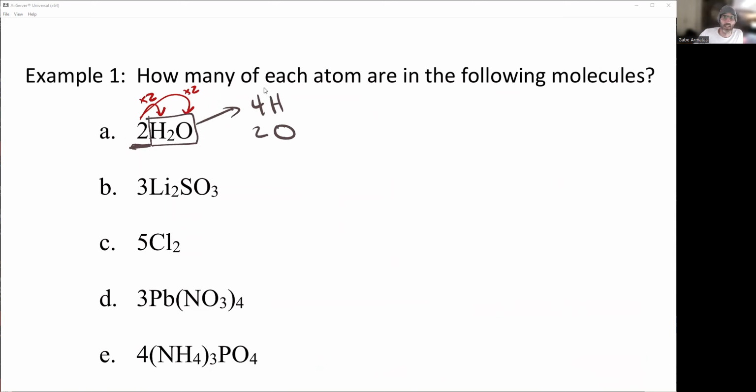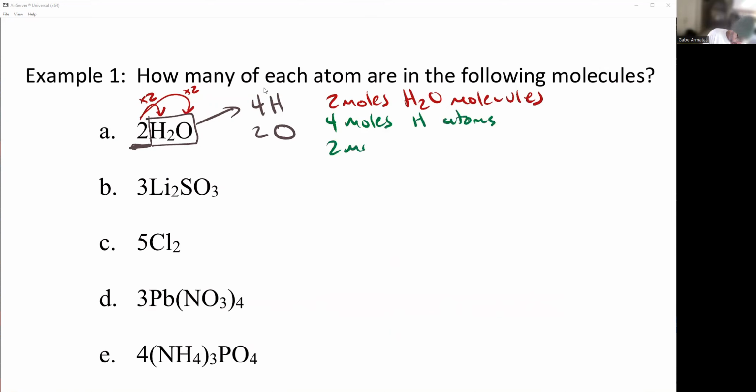Or I could say it differently. I have 2 moles of water molecules. Or I have 4 moles of hydrogen atoms and 2 moles of oxygen atoms. So we could represent that any way. The 2 out front represents moles, much like the 2 in the actual chemical represents how many moles for each.